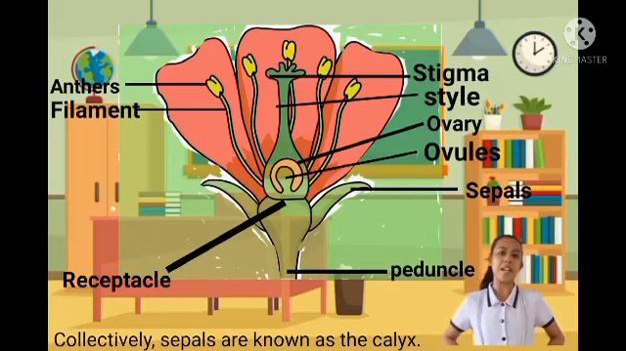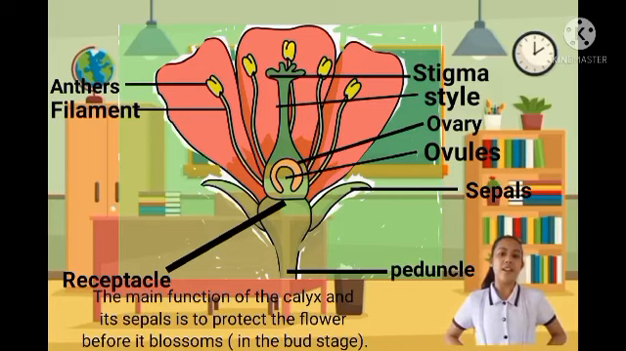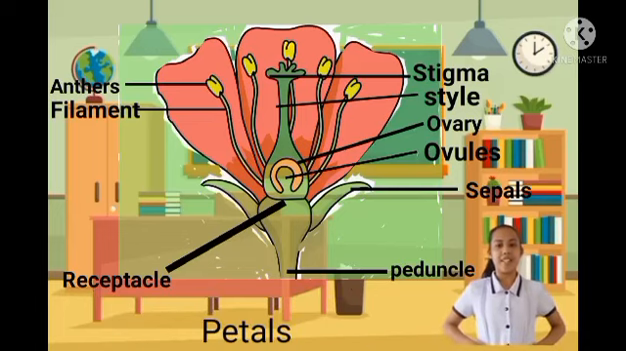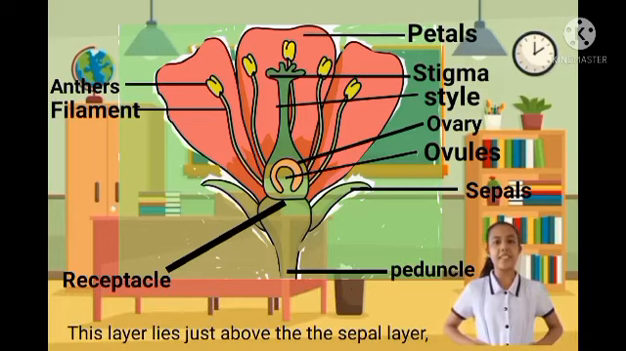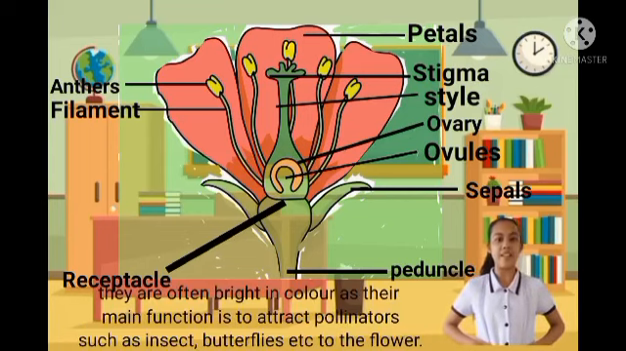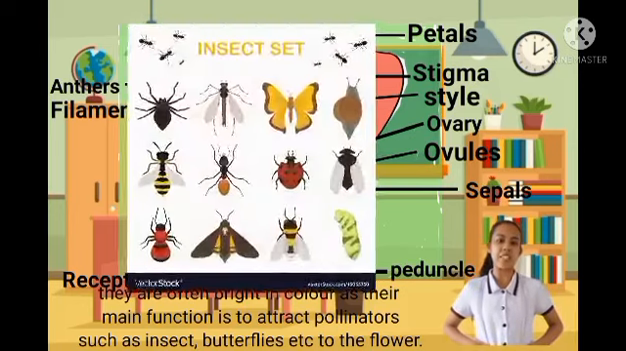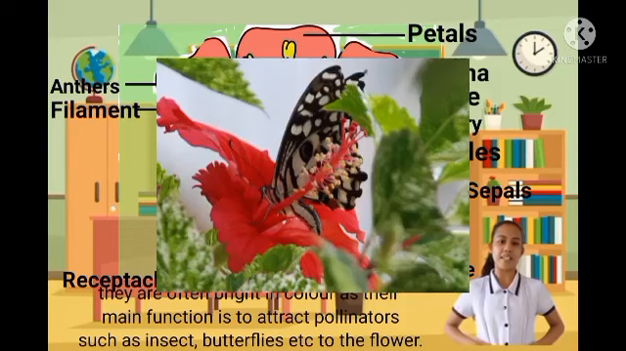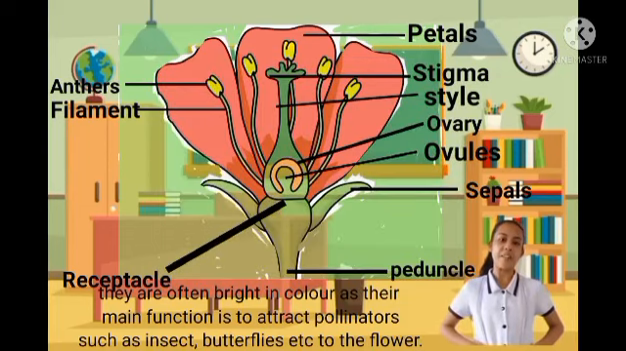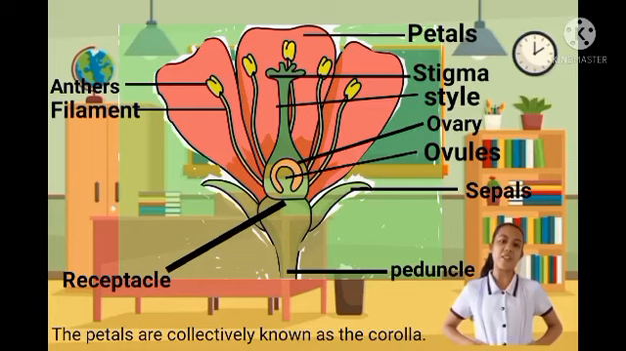Collectively, sepals are known as the calyx. The main function of the calyx and its sepals is to protect the flower before it blossoms in the bud stage. Petals. This layer lies just above the sepal layer. They are often bright in color. Their main function is to attract pollinators such as insects, butterflies, etc. to the flower. The petals are collectively known as the corolla.